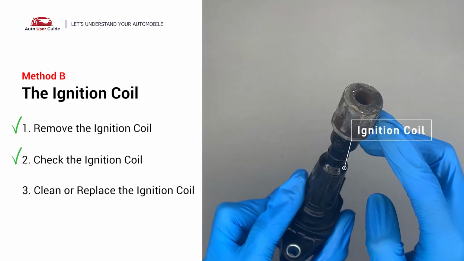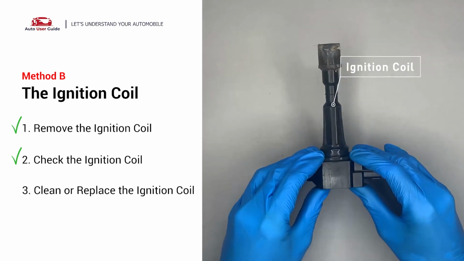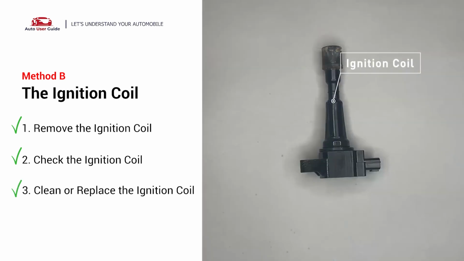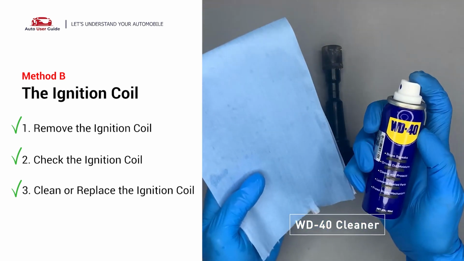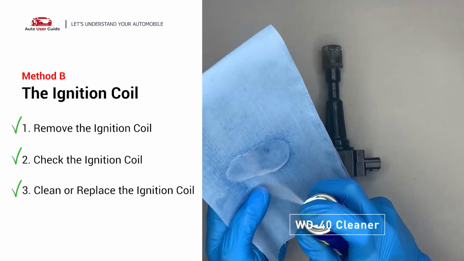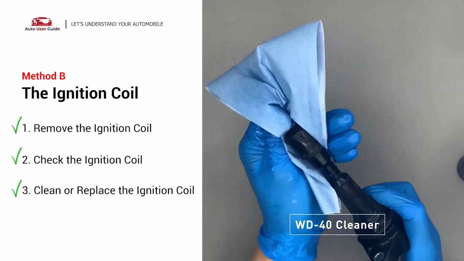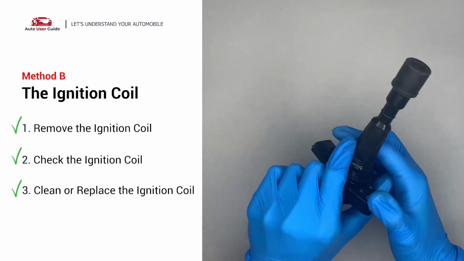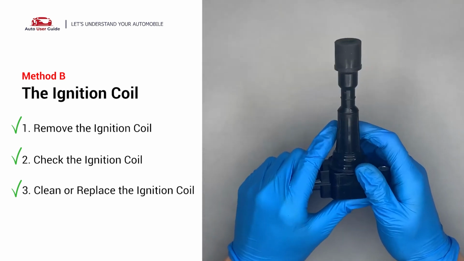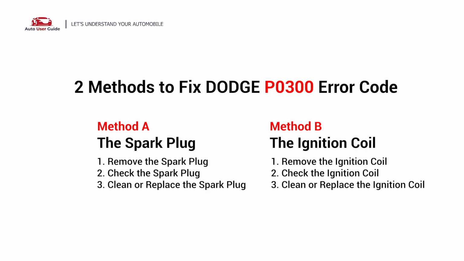Check to see if the ignition coil is either stained or damaged. If the ignition coil is covered with engine oil or stains, simply clean it with a WD-40 cleaner. Otherwise, replace the damaged ignition coil with a new one. So here are two of the most practical solutions to fix the P0300 error code.